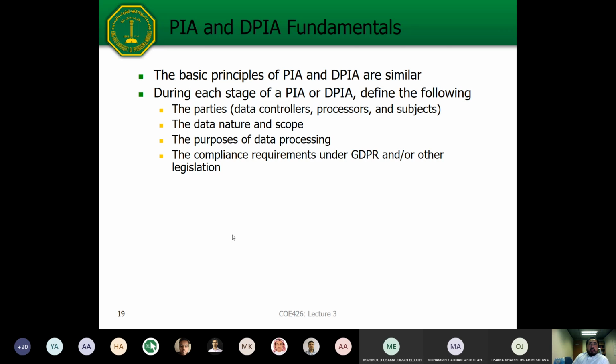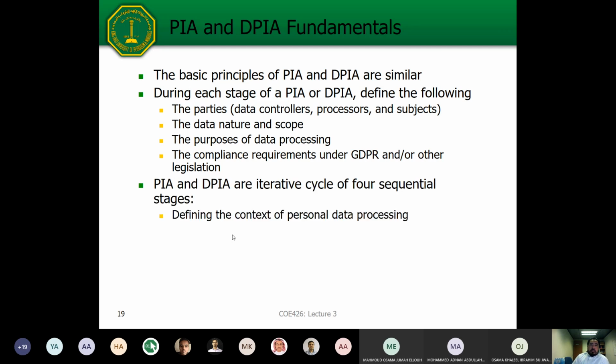And commonly, and this is extracted from GDPR policies, in any DPIA or PIA, you have to identify the involved parties in this process, the nature and data scope, the purpose of data processing, and the compliance requirements. What are the specific requirements of GDPR principles that you are going after? So basically, this is context establishment.